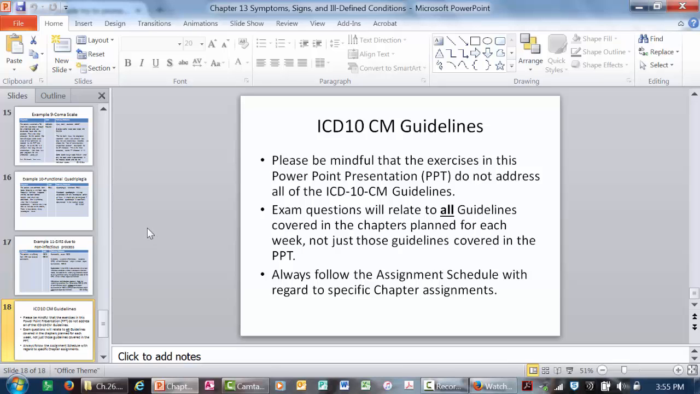As always, be mindful. I've tried to cover all the guidelines in Chapter 13 for symptoms and signs and ill-defined conditions, but there are always things that aren't covered in these PowerPoints. Please review them all whenever you're doing your homework and preparing for exams.